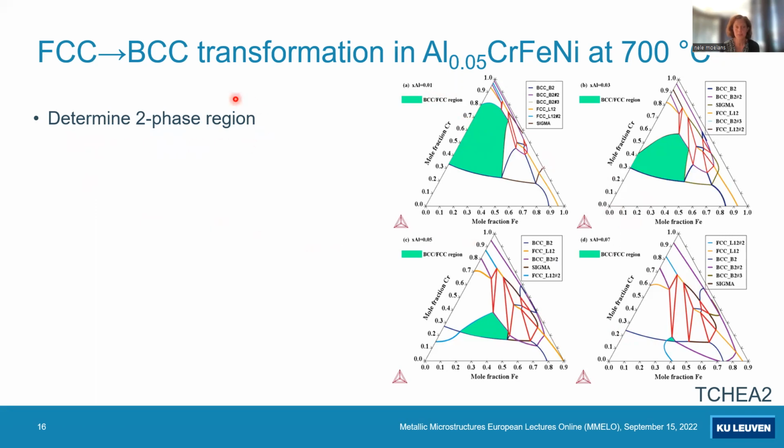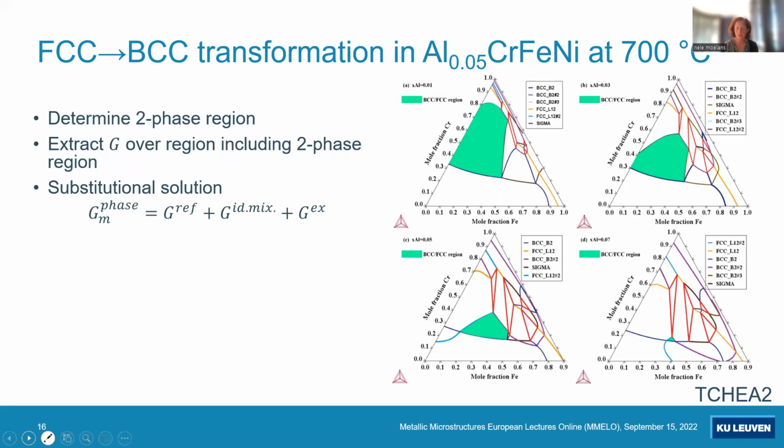So the first thing that we did was determine this two-phase region. And then we extracted the Gibbs energy over a region that is a bit larger than this two-phase region, because then in fact we have enough data to simulate this transformation. It's still a lot of data. You cannot just work with these data in the simulations, but we were also lucky in this system because both phases behave as a substitutional solution. So in fact, we know how the Gibbs energy expression should look like.